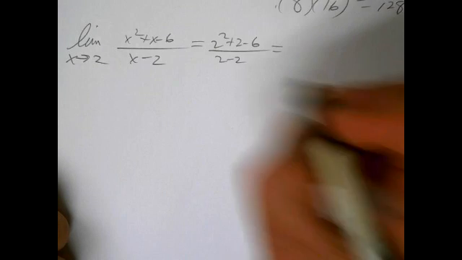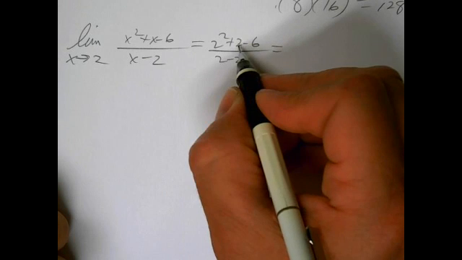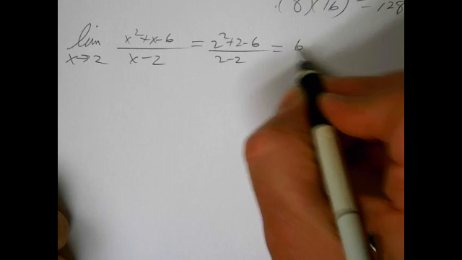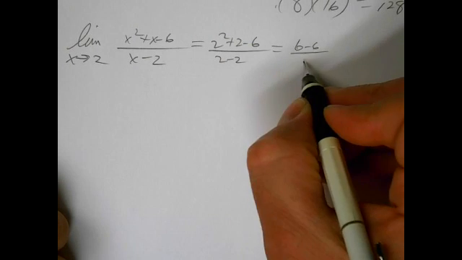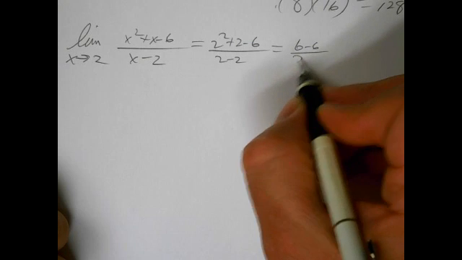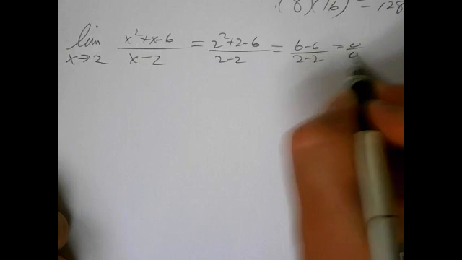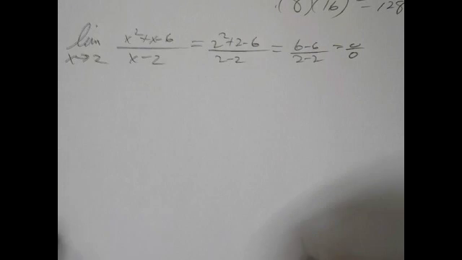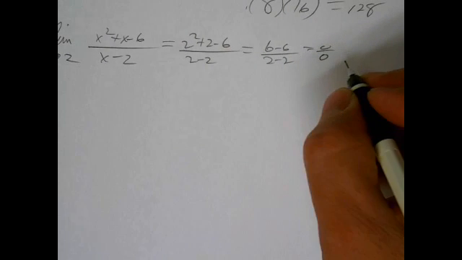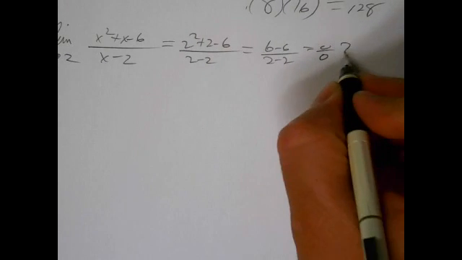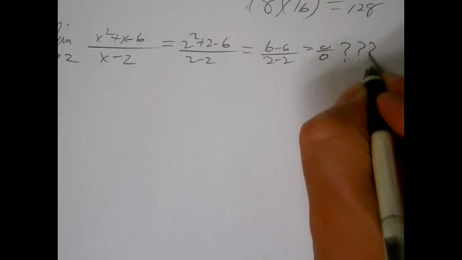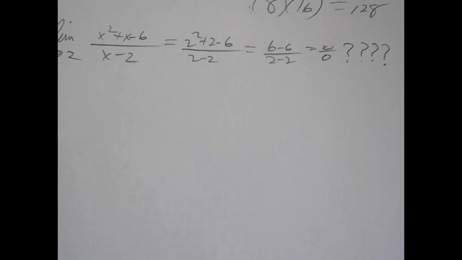2 squared is 4. 4 and 2 is 6. 2 minus 2 is 0. Right? So with this, we get a 0 over 0. When you get a 0 over 0, what that means for us, at least right now, is we have no idea what that limit's equal to.